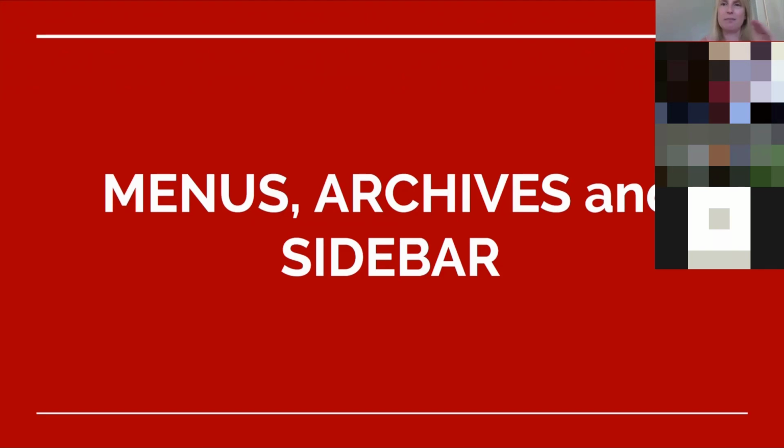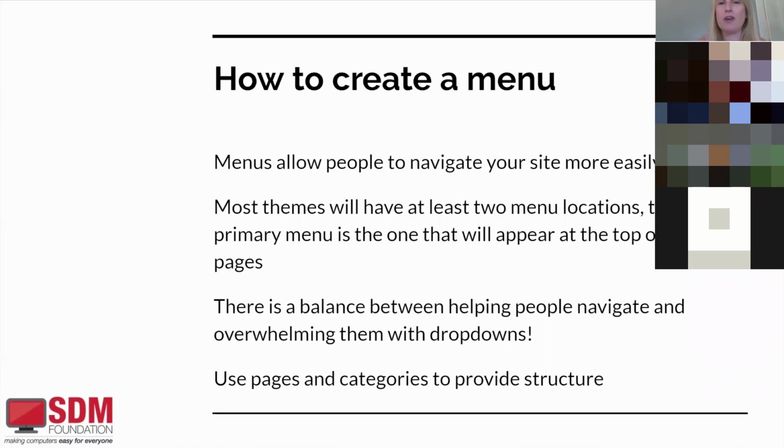Then we get to menus and your archives and your sidebar. So all those other little bits that go around the main content on your site that you can use to help structure it and to help people navigate around the site. Creating menus is actually relatively straightforward. Most themes will have one or two, maybe even three places that you can put a menu. The primary menu is the one that will appear at the top of every page. So that's your main navigation menu, and that's the one to focus on first.